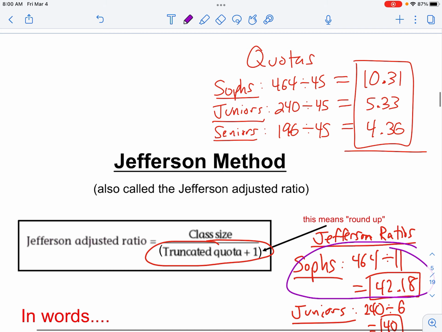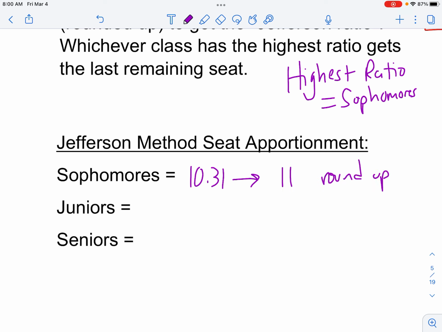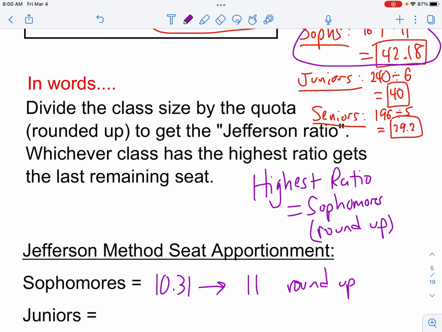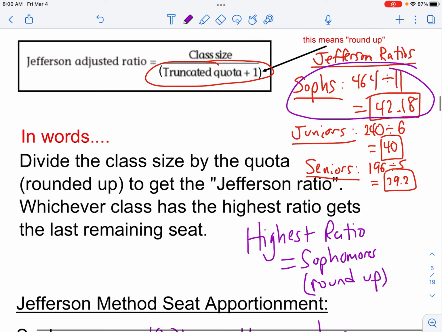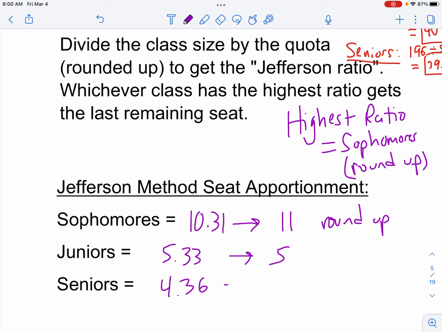So you go back to the quotas. So the sophomores have 10.31. We're going to round them up to 11, because we already determined that they have the highest ratio. So the 42.18 is higher than the others. So that means we're going to take their quota and round it up. We're giving them the extra seat. The juniors have 5.33. We're rounding them down. And then the seniors have 4.36. We're rounding them down as well. You're rounding up the class that has the highest Jefferson ratio and rounding down the others.